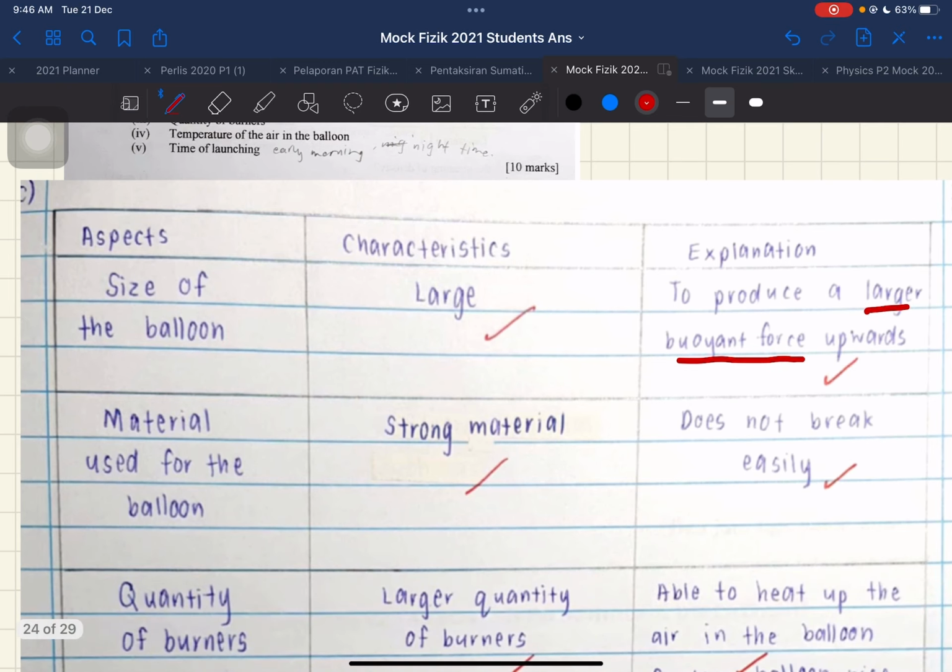And here also, if you want to write the material also can, strong materials such as, you can write nylon. So here also, I can give you mark if you write like that. And then another reason: nylon will not break easily. The other one is smaller density. Smaller density. This one also can be given mark for the material of the balloon. And then the reason will be, can write lighter.